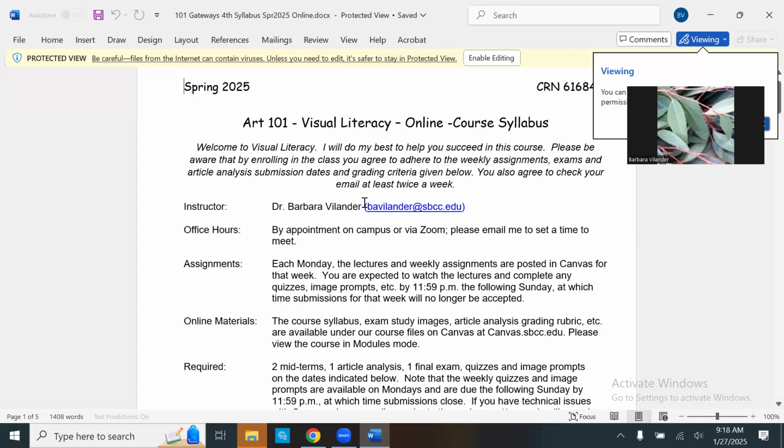So this is my email. This is how you can contact me. My office hours are by appointment. And if you are near campus, we can meet on campus if you want, or we can meet via Zoom. So just email me and we'll set up a time and date that works for you, okay?